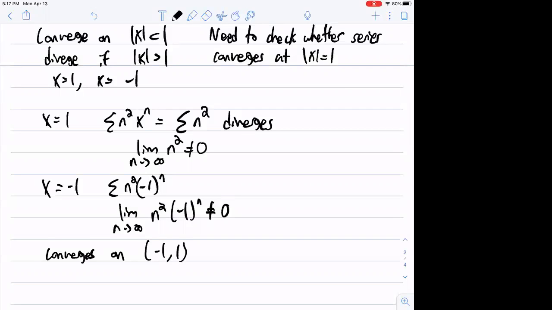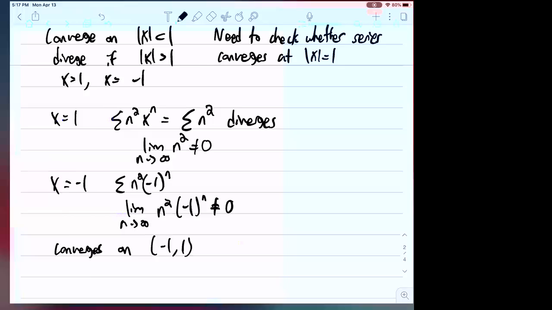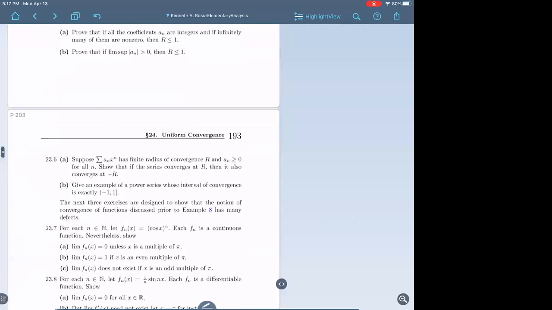Okay, so hopefully you are all clear on this. I'll do one more example later if we have time. Anyway, let's do something harder that's not Math 2B. So let's say 23.6, right? I noticed Neil sometimes gives homework from the book. Suppose the sum of a_n x to the n has finite radius of convergence r, and a_n is greater than or equal to 0 for all n.